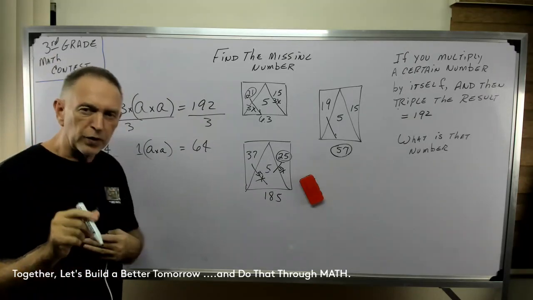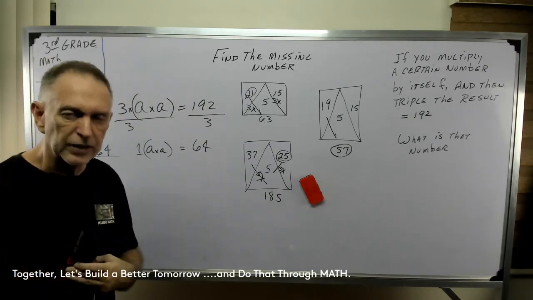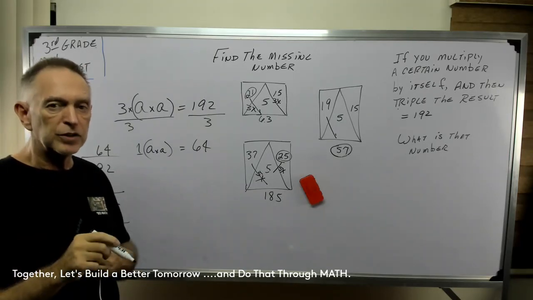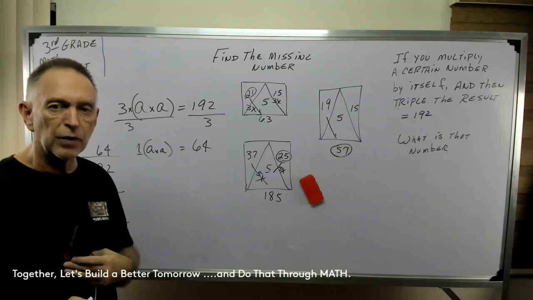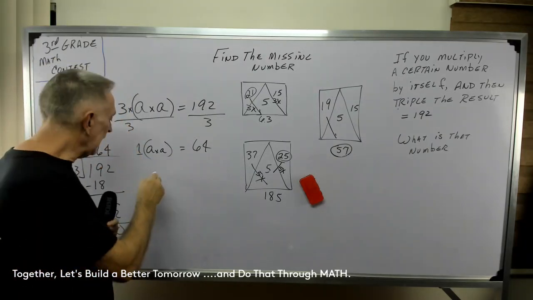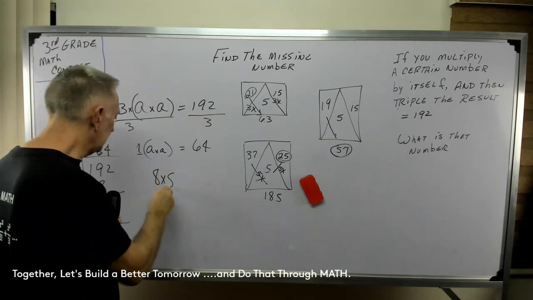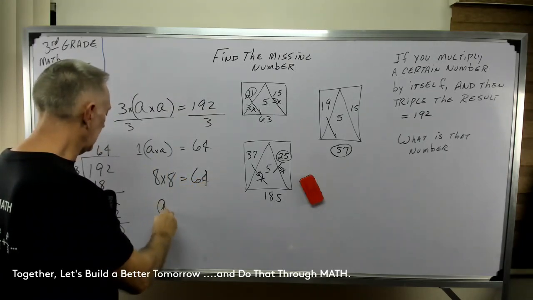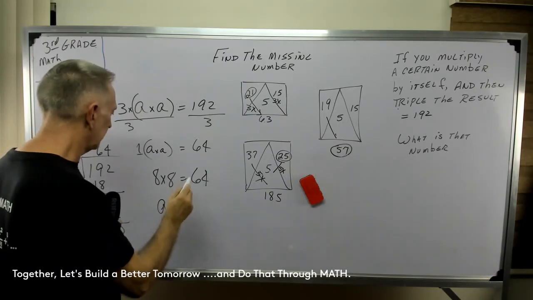Now all of you who have had your multiplication tables, what number times itself equals 64? 8. 8 times 8 equals 64. So that said A equals 8.